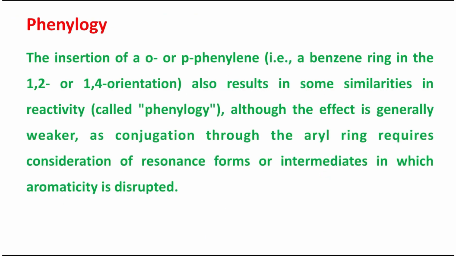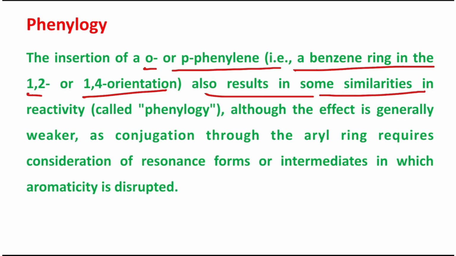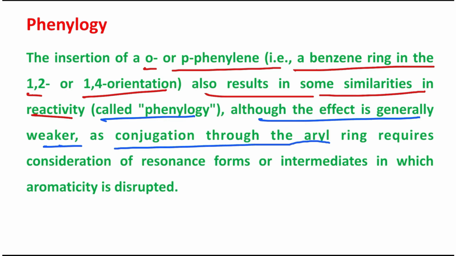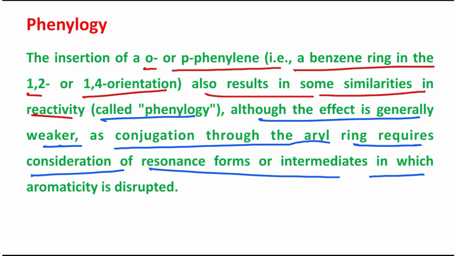Not only that, there is a term called phenylogy. Phenylogy means you can consider the phenyl analog of the vinyl group. I told you some time before, I shall explain. The insertion of ortho- and para-phenylene, that is, a benzene ring in 1,2 or 1,4 orientation, also results in some similarities, relatively called phenylogy. Although this effect is generally weaker, as conjugation through the aryl ring requires consideration of resonance from the intermediate where aromaticity is disrupted. I shall explain.